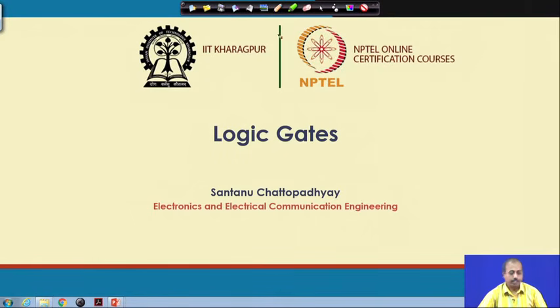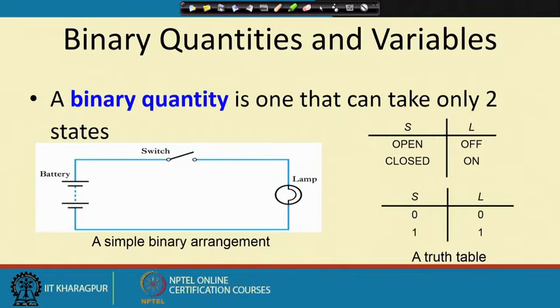As I said, logic gates are digital circuit elements by which we can realize digital circuits. So far we have seen how to minimize the Boolean function, and from this class onwards we will see how to realize a Boolean function in terms of components. Let us look at binary quantities and variables. A binary quantity is one that can take only two states, either high or low.